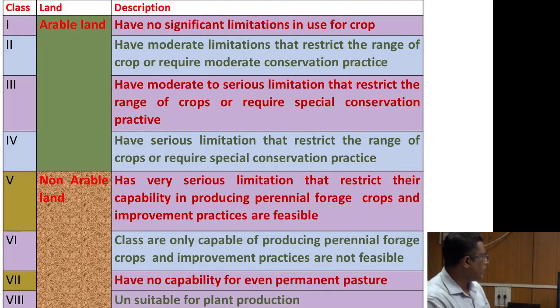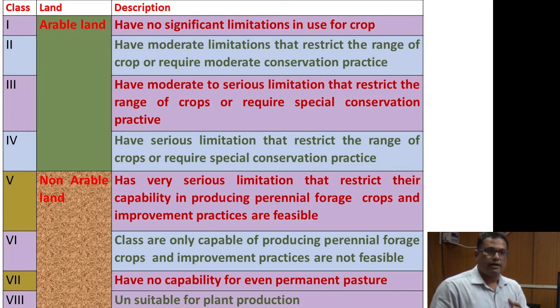In such type of land, we can simply manage the land with proper agriculture management, or at the most some kind of agronomic measures like rotation, so that the soil health is maintained. So crop rotation or strip cropping, or if there is a windy situation in some place, such things can be avoided.